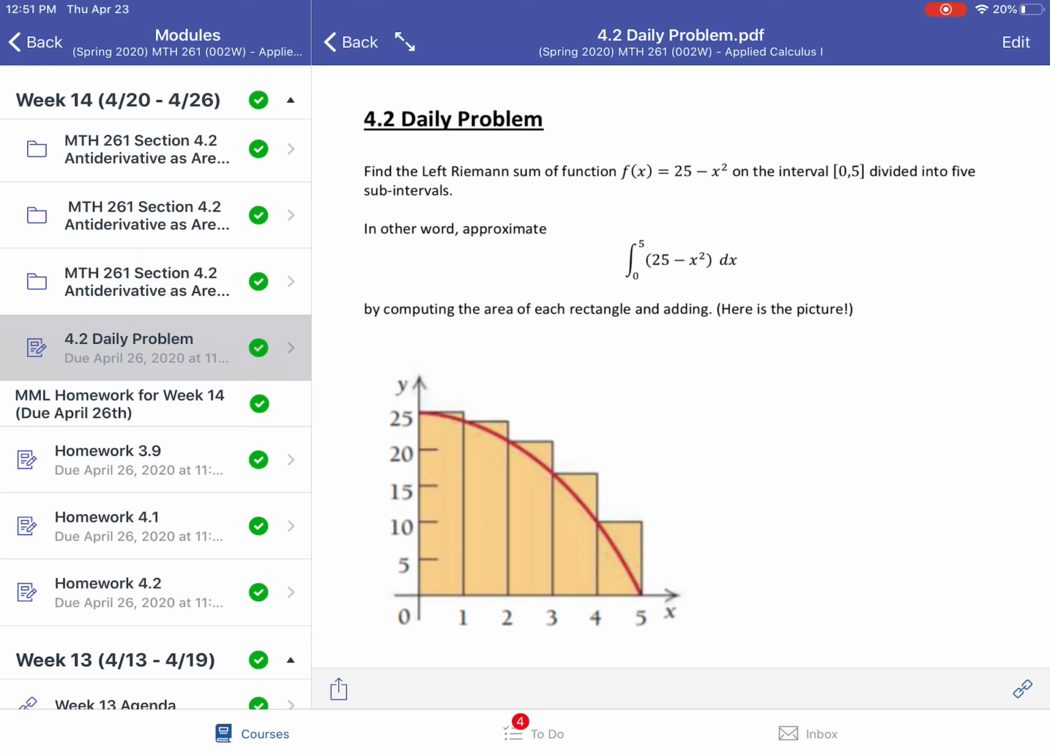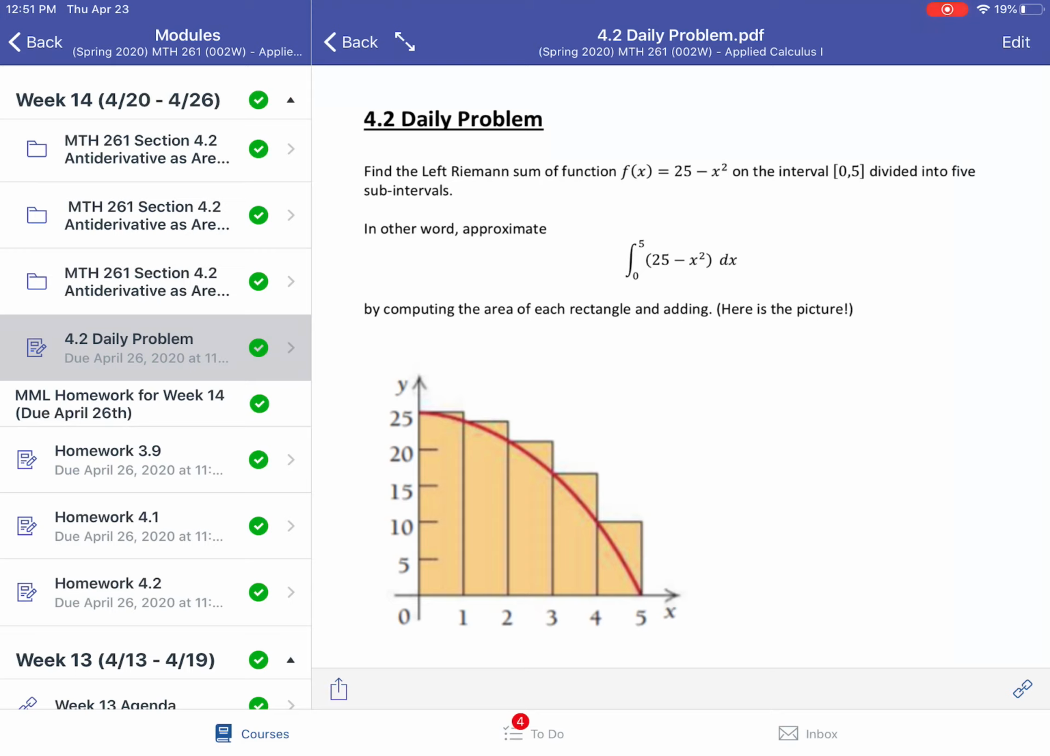We're approximating the integral from 0 to 5 of 25 minus x squared dx by computing the area of each rectangle. Guess how many rectangles I have here for you? 5 subintervals, so you have 1, 2, 3, 4, 5. And what I mean by left Riemann sum is that these rectangles are created by the left endpoints, all on this curve, okay? So in our class, we're just going to do the left Riemann sum. We're not going to look at the right Riemann sum or the midpoints, but those are also fine. But we're just going to look at the left Riemann sum in this very short lesson.